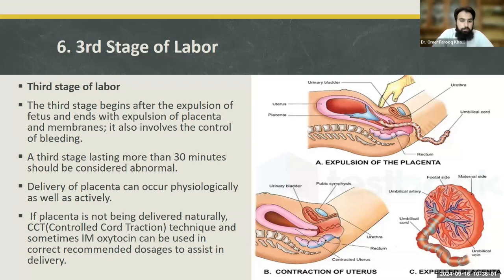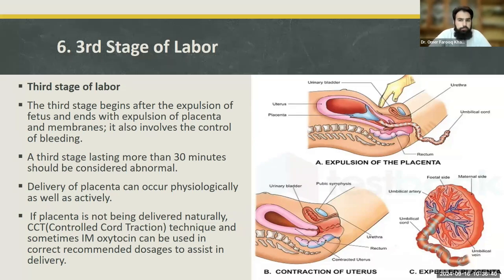If the placenta is not being delivered naturally, then there are techniques in obstetric textbooks. One of the most commonly used techniques is the controlled cord traction technique. I cannot go into the detail of this technique because it will go beyond the scope of this lecture, but you should know that if the placenta is not being delivered, then there is a technique called controlled cord traction. And sometimes IM oxytocin can be used in the recommended dosages to assist in delivery of the placenta as well.